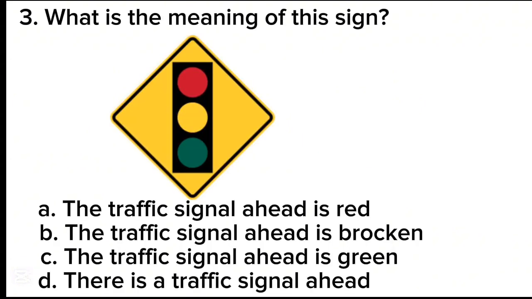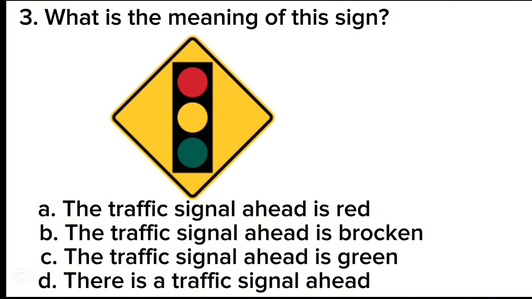About question number 3. Question number 3 states: what is the meaning of this sign, or what is this sign called? A. The traffic signal ahead is red. B. The traffic signal ahead is broken. C. The traffic signal ahead is green. D. There is a traffic signal ahead. What is the meaning of this sign?